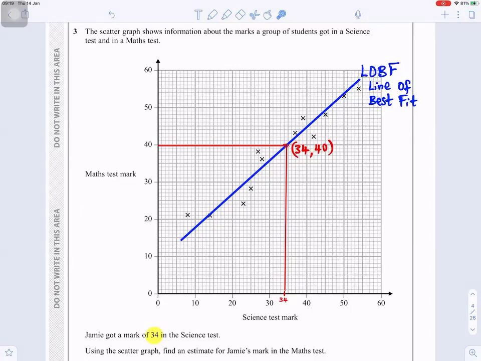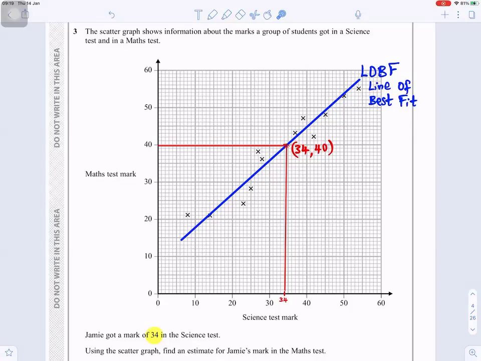Question number 3. The scatter graph shows information about the marks a group of students got in a science test and a maths test. So the marks for the maths test are on the y-axis and the science test on the x-axis. Jamie got a mark of 34 in the science test. Use the scatter graph. Find an estimate for Jamie's marks in the maths test.